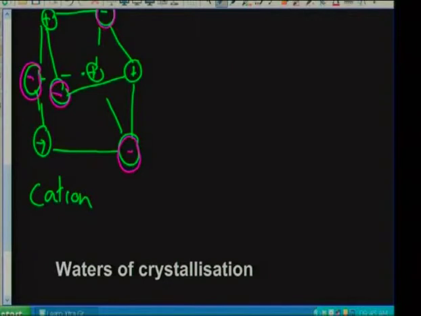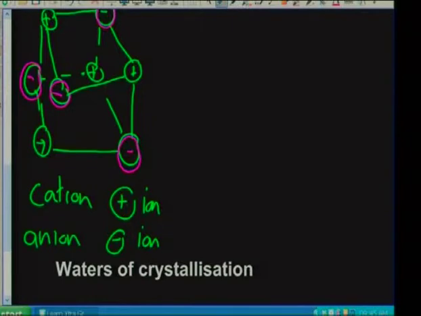The cations are the positive ions. Remember, the word cation means that it's a metal atom that has lost electrons. I'm going to write that down. The word cation means it's a positively charged ion. And the word anion is a negatively charged ion.